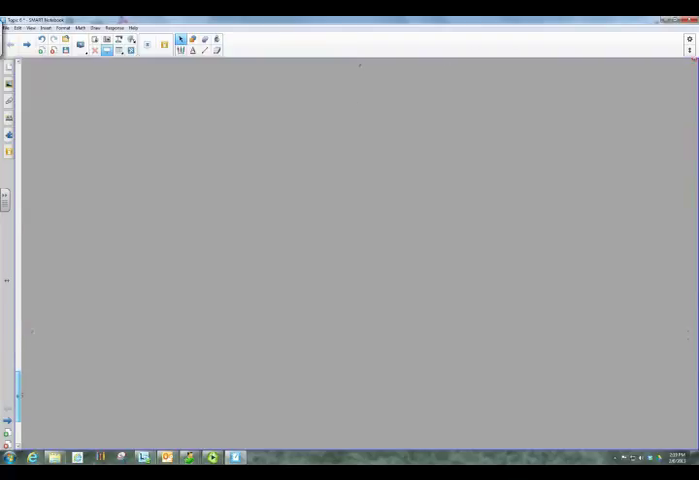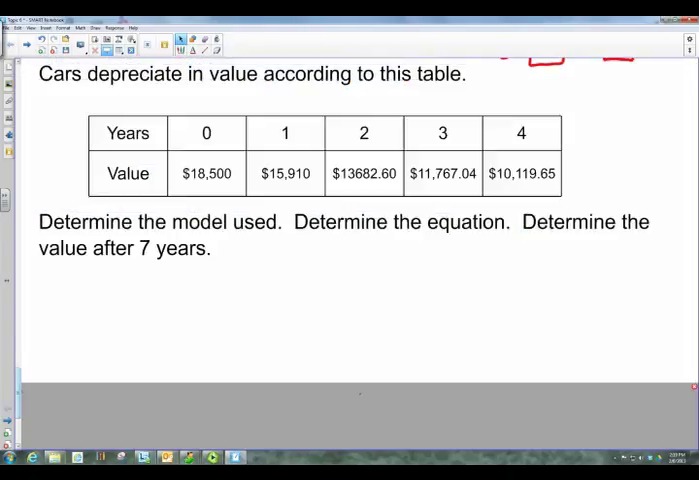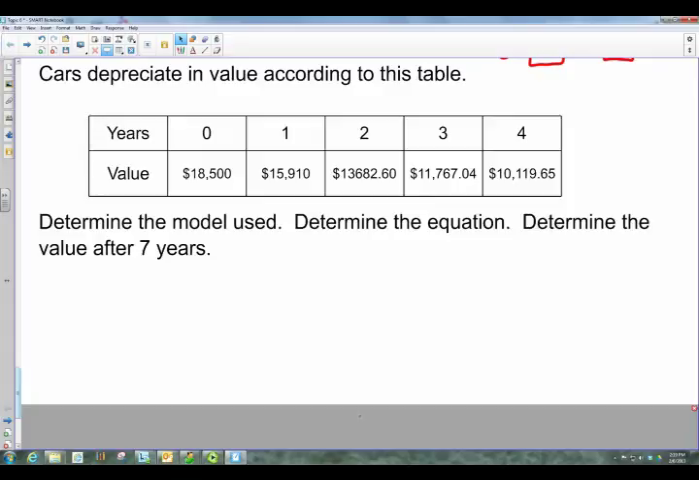Alright, finally, here is our final problem. So we've got cars depreciate in value according to this table. Okay, depreciate means goes down in value. So after so many years, these cars have lost some kind of value. So we want to determine the model used. Well, a couple ways. You can graph these things, see if it works out. You can find the difference, see if that works. Okay, and those are some of those methods that we talked about up above.